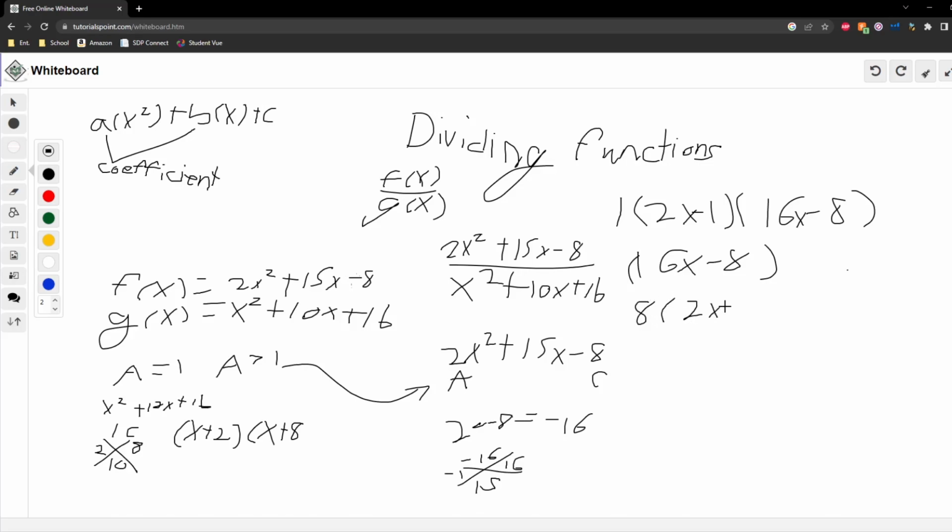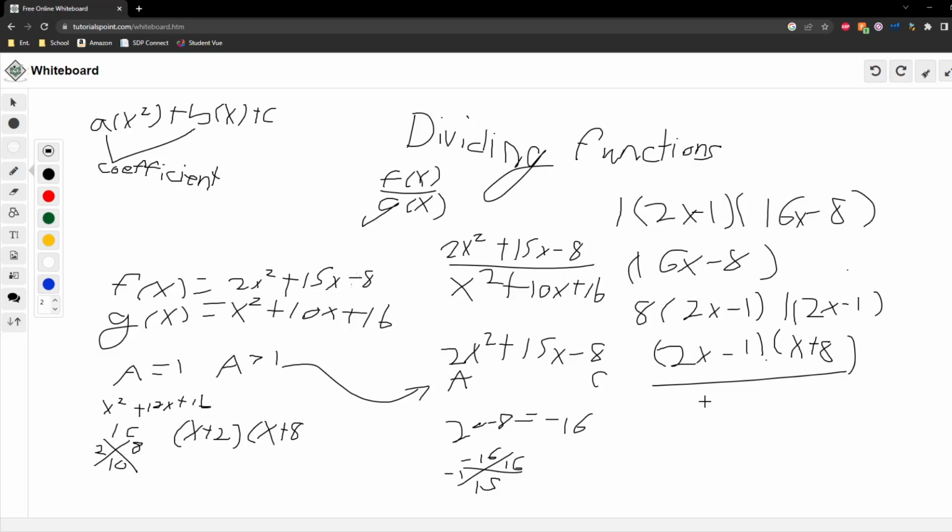2x minus 1 would have a coefficient of 1, which just turns into x. And 16x minus 8 boils down with a coefficient of 8. Put that into an equation and you get 2x minus 1 and x plus 8. And there we go. We're done factoring. So let's get back to dividing.